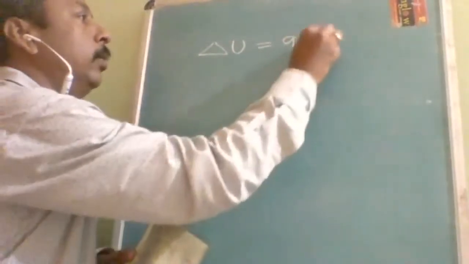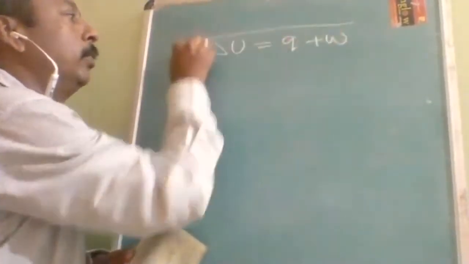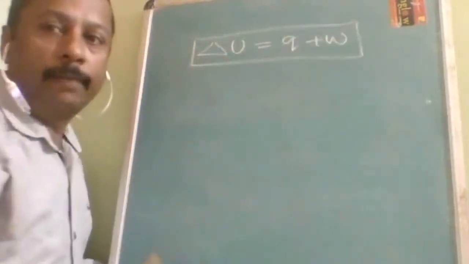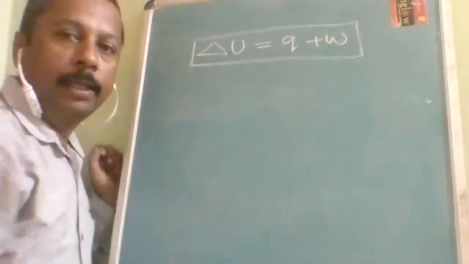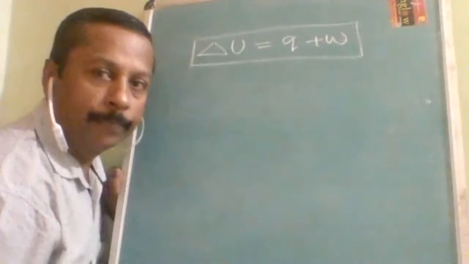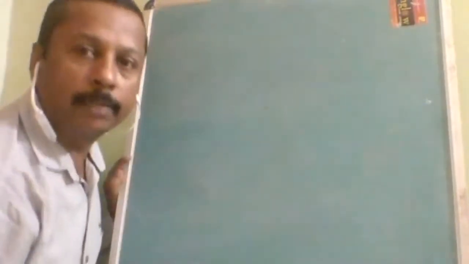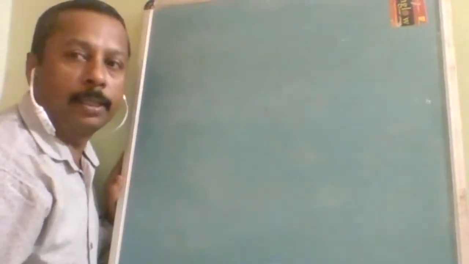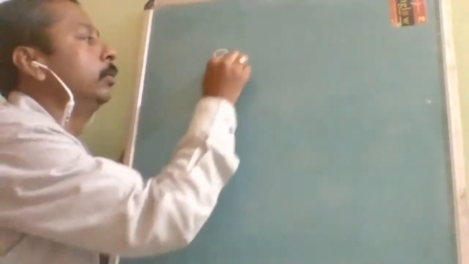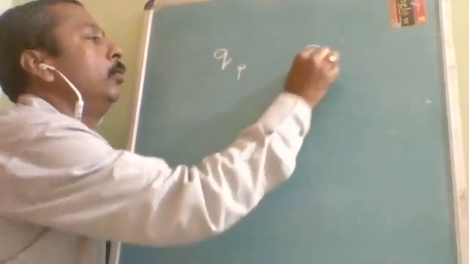Earlier we have studied the first law of thermodynamics as delta U is equal to Q plus W. Up to here we studied in our previous lecture. And we studied that there are two types of heats: heat at constant pressure and heat at constant volume, so QP and QV.